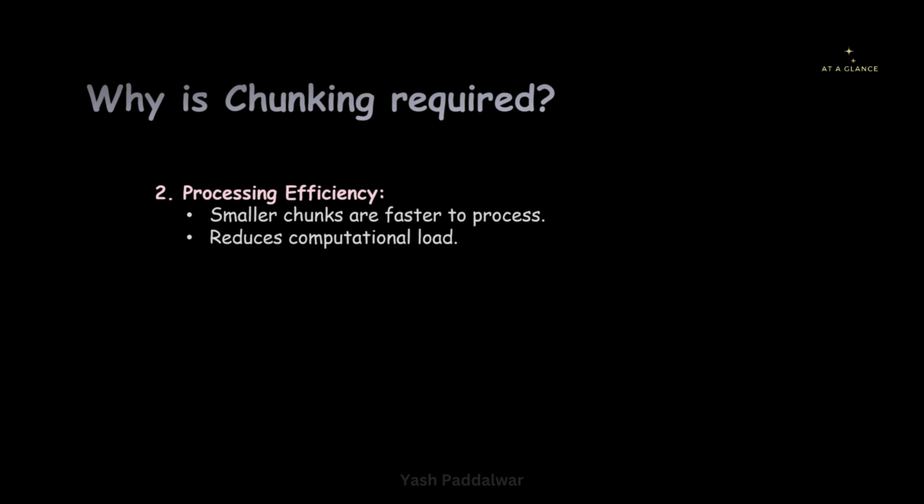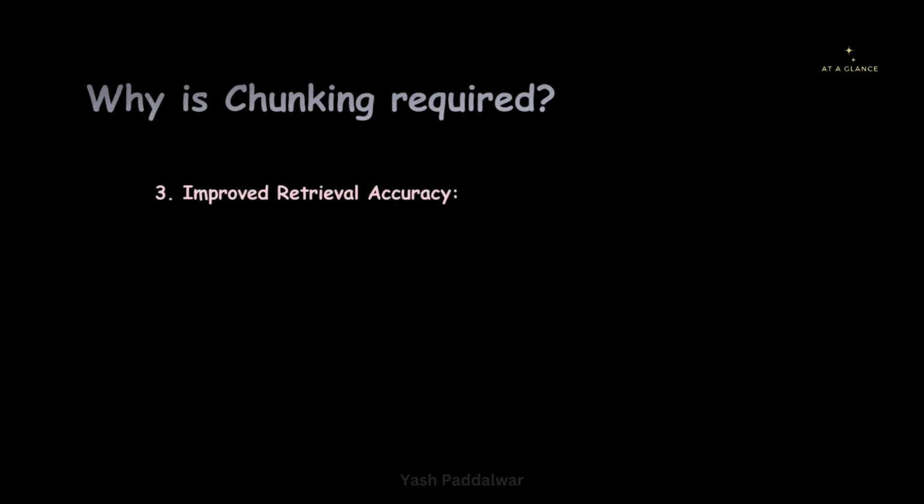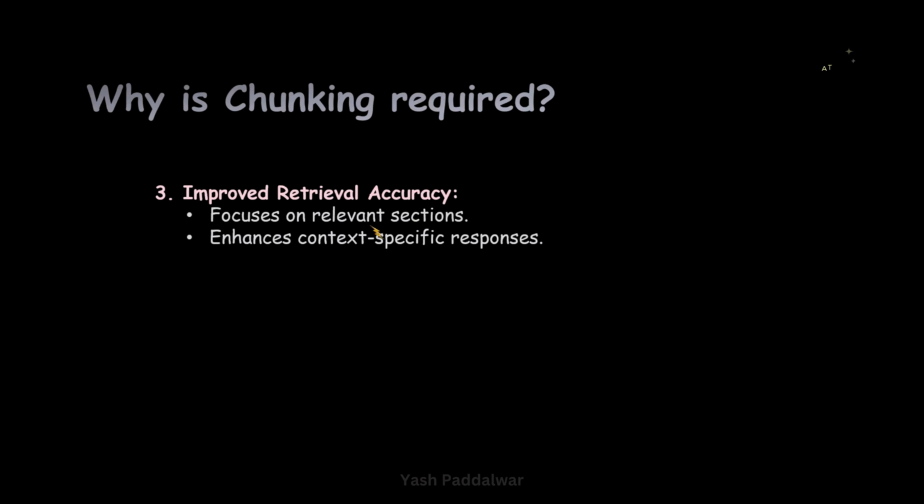The third drawback because of which chunking is required is improved retrieval accuracy. If we use the process of chunking, the retrieval will focus only on the relevant sections. Once the perfect match is found, only that particular chunk will be retrieved as the final result and sent to the large language model for generation. It will enhance the context-specific responses. Therefore, if a user asks a particular query, the user will get context-specific responses only. No rubbish or out-of-scope response will be given to the user. That is why chunking is very helpful.